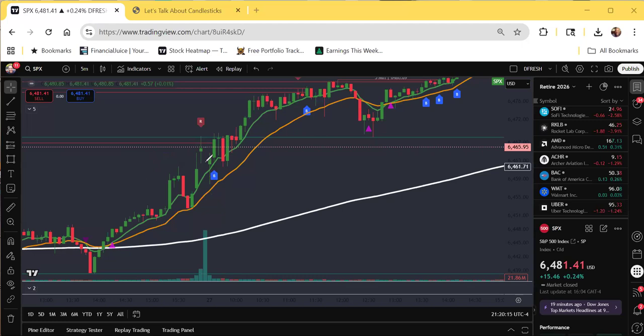Right here, you really are choppy in this area. And if you look here, you see it keeps bouncing. It's just not wanting to get over this level right here. See how it keeps coming back, retesting that? It does.